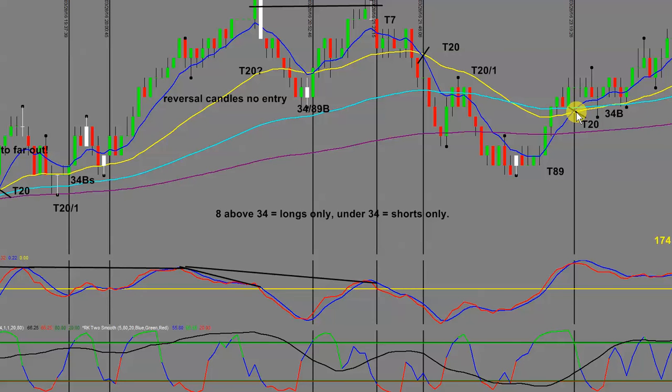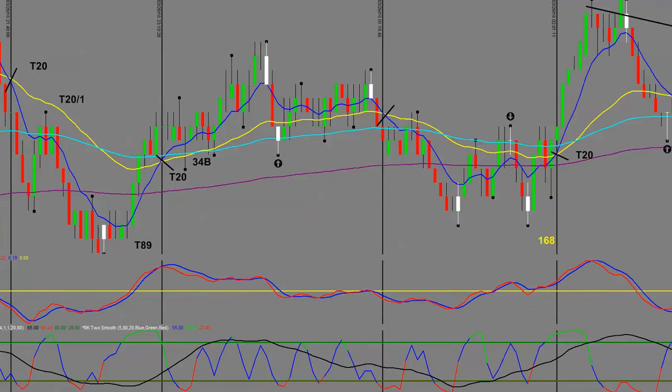So your T20, lovely T20, you got a 34B here, etc. So this is the Globex session. There's some great trading with it yesterday.